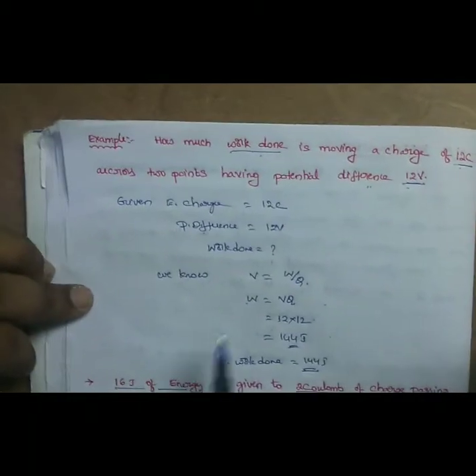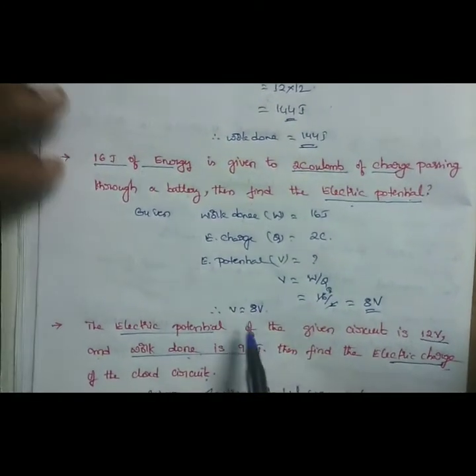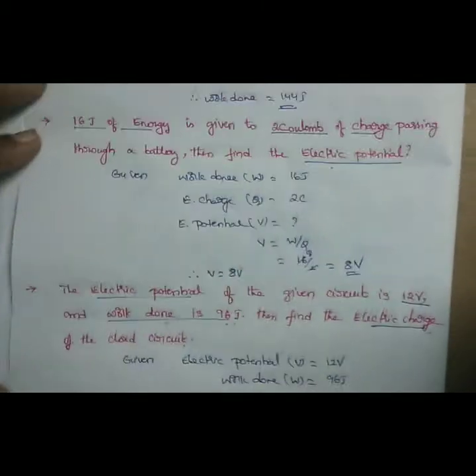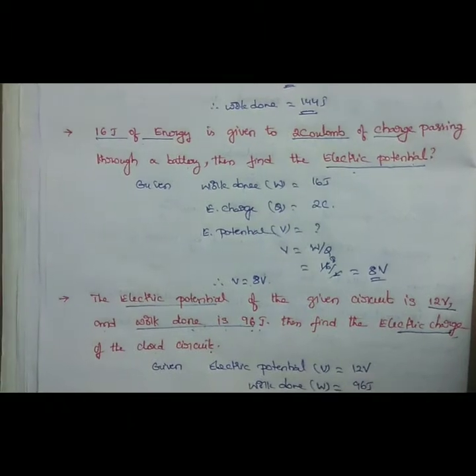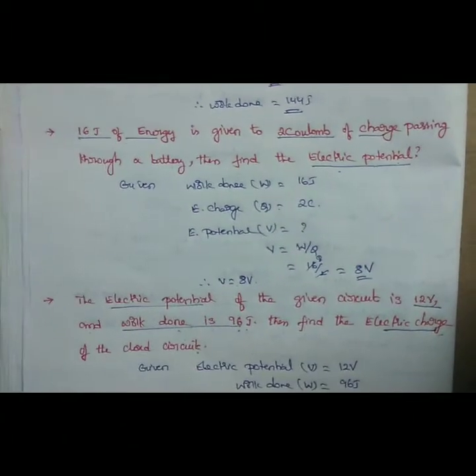So from the first problem we found the work done. In the second problem we found the electric potential, and in the third problem we found the electric charge. So from electric potential V is equal to W by Q, we can find the electric potential, electric charge, and work done in any given circuit.